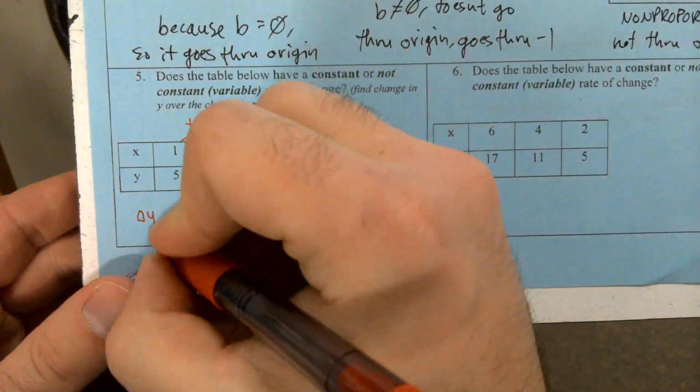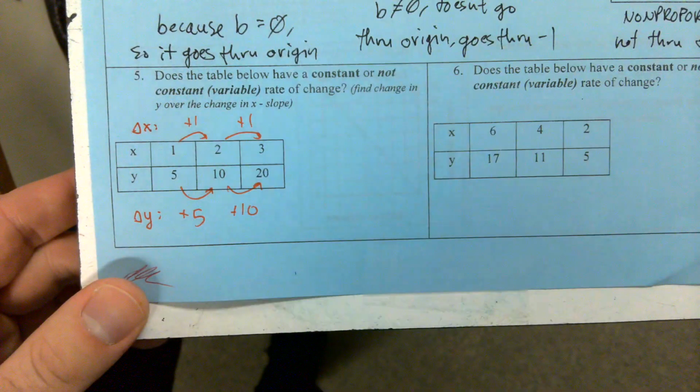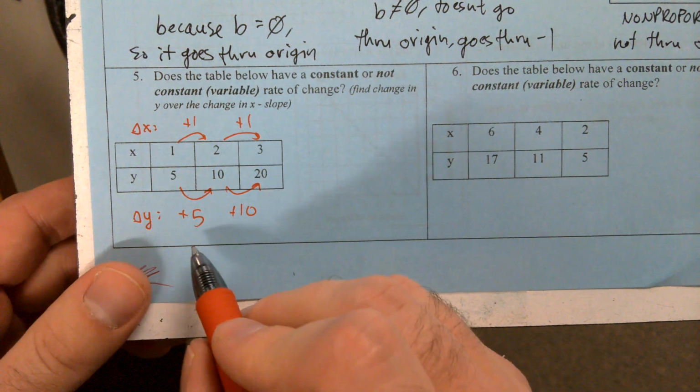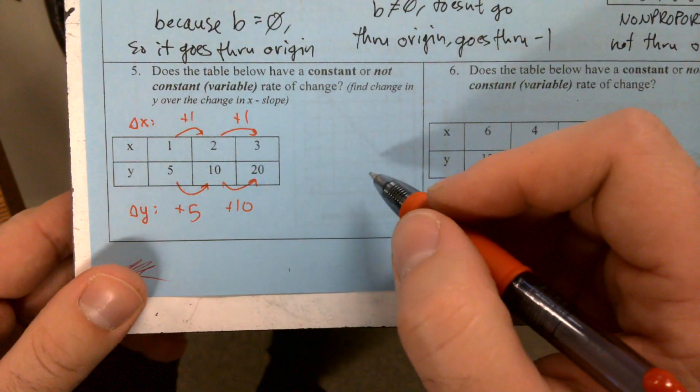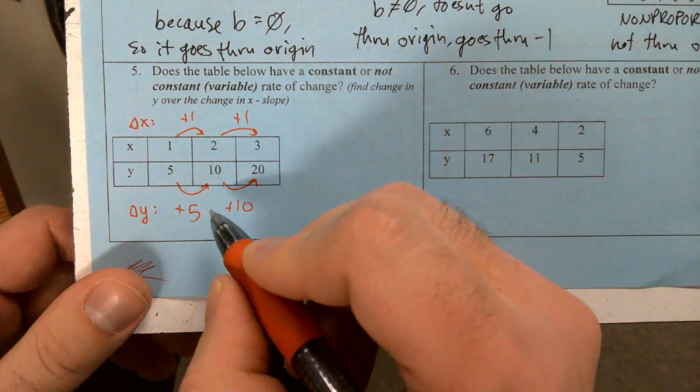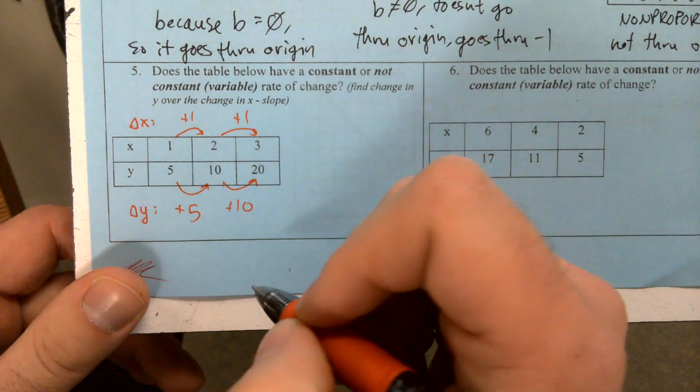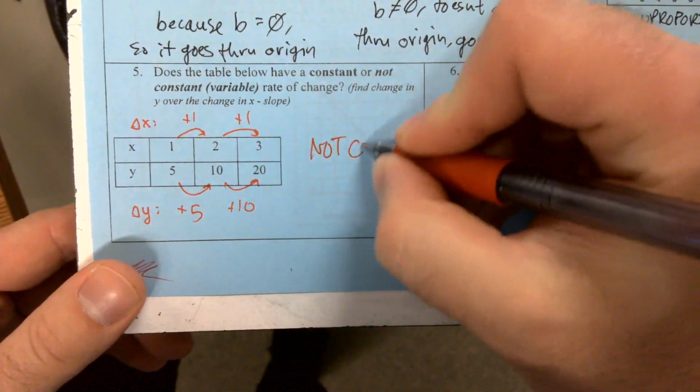Is that a constant change in y that you see on the bottom? No. One of them is +5. One of them is +10. Right? We can't put 5 over 1 and 10 over 1 and get the same number. This is not constant.